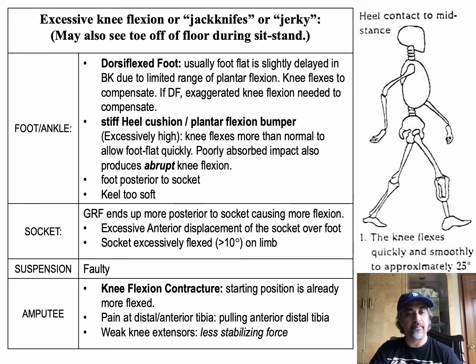So now let's talk about what can happen at the socket level. If the ground reaction force ends up more posterior to the socket, that will cause a flexion moment at the knee, which is excessive knee flexion or instability. If the socket is excessively flexed, again, that's kind of inherently excess flexion. If the amputee themselves has a knee flexion contracture, their starting position's already more flexed, instability at the knee. If they've got pain and they can't fire their extensors as a result of that, or they have weak knee extensors, then you have less stability, instability, more of a flexion moment.